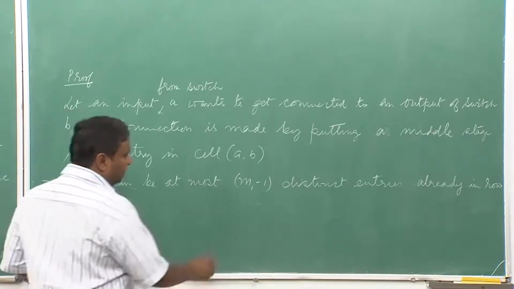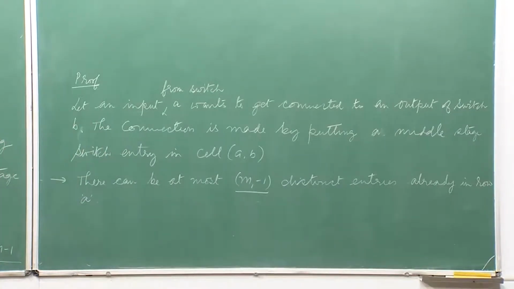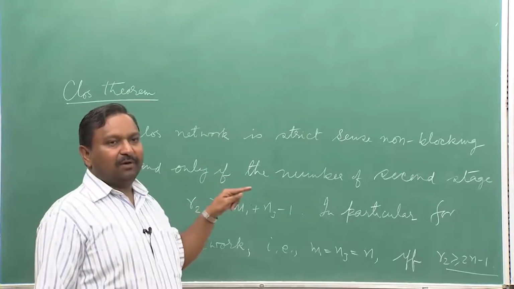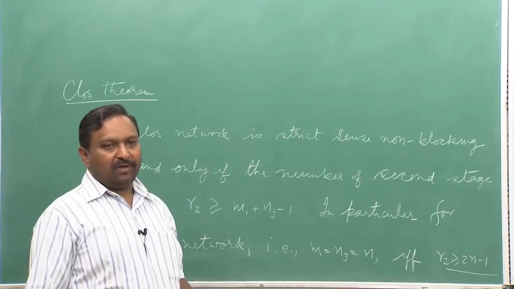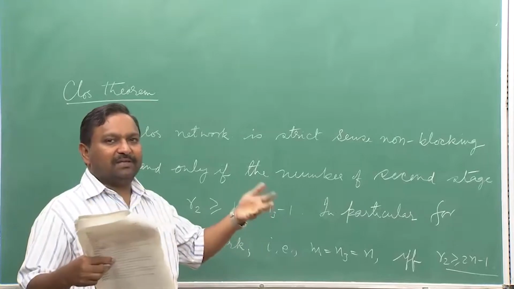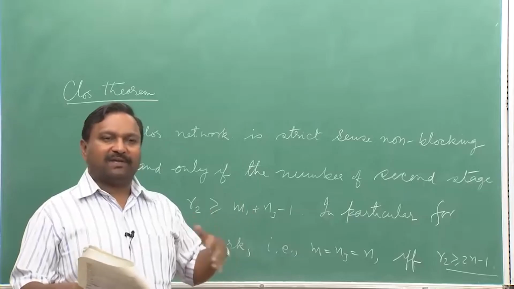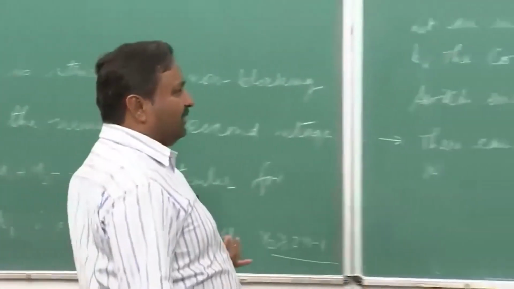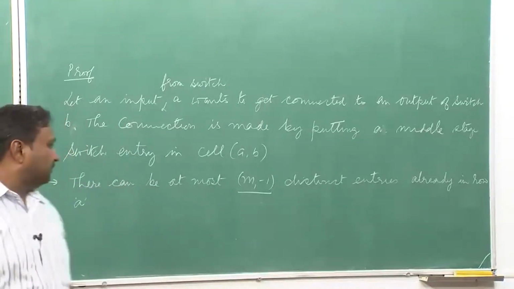Why m1 minus 1? Because there is one free port which is there in A which I want to connect to a free port in B. Okay. So, there is one free port, so the maximum number of incoming ports is m1. So, number of occupied ports can only be m1 minus 1. So, there can be at most only m1 minus 1 distinct entries already existing in the row A.